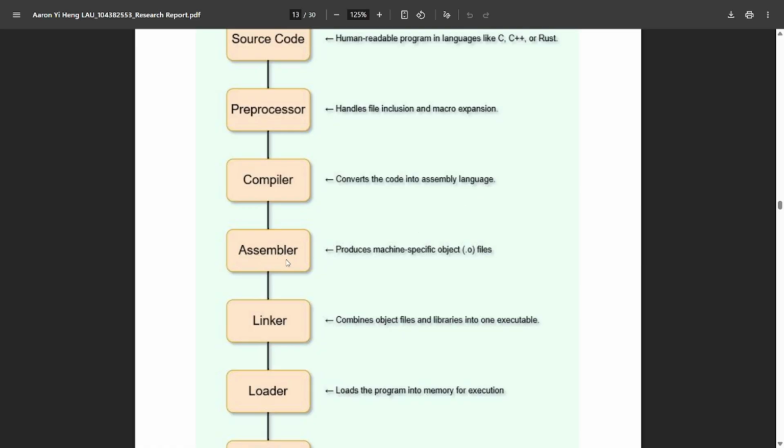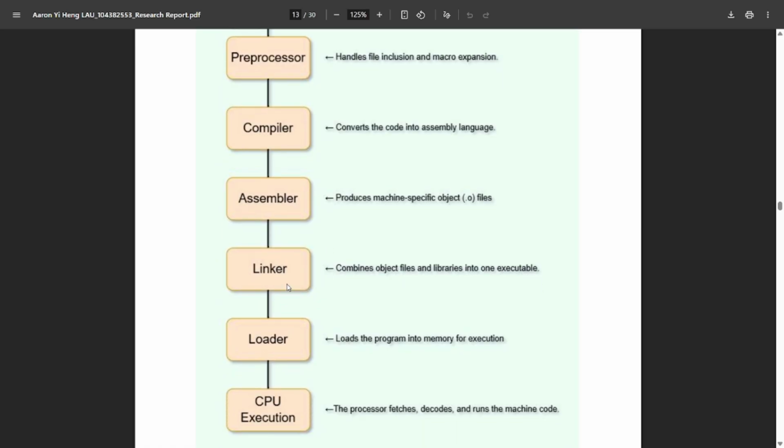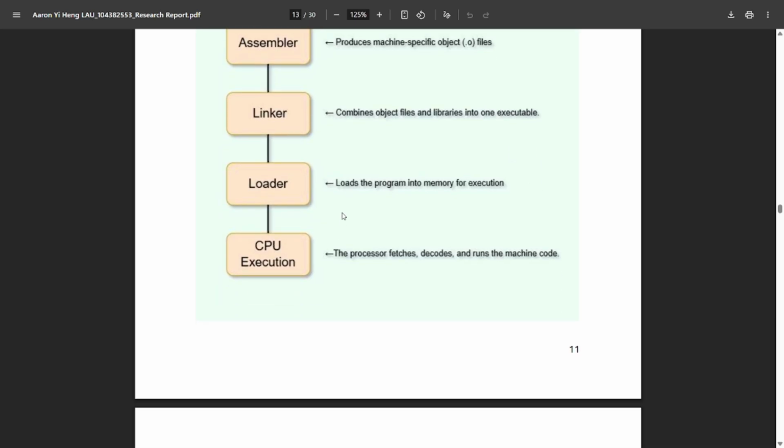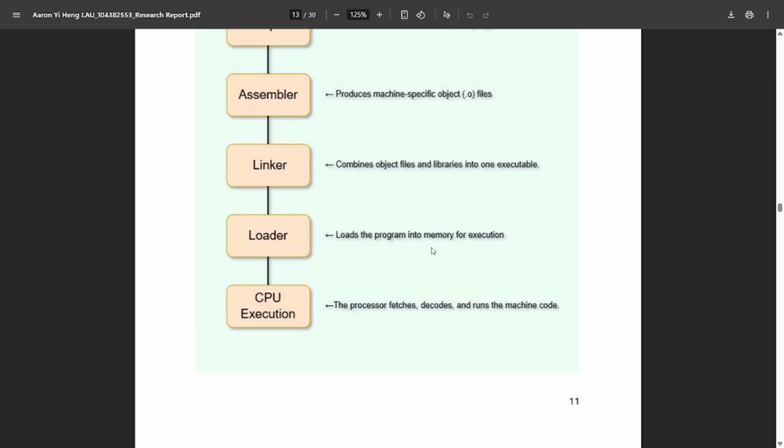That assembly output is then passed to the assembler, which translates the instructions into a machine-specific object file, essentially the binary instructions the CPU understands. The linker then combines all the object files together along with any external libraries to form one complete executable file. When the program is launched, the loader loads the executable into memory, sets up the stack and data sections, and prepares the CPU to start running it.